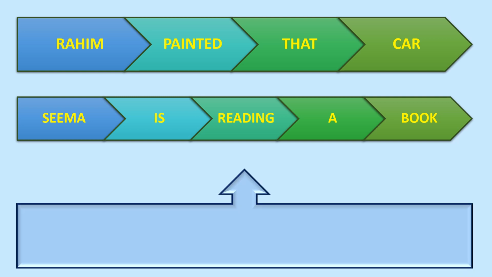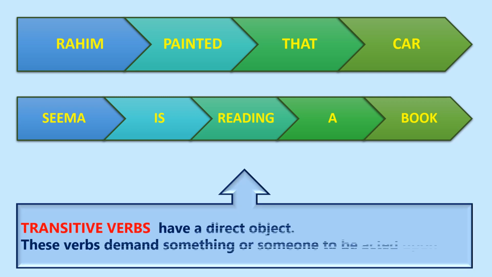Which brings us to the first type of action word, that is the transitive verb, which in a sentence has a direct object. Now these transitive verbs demand something or someone to be acted upon. In these sentences, the car and the book are acted upon. One is being painted and one is being read. So whenever in a sentence you have verbs that have a subject and a direct object, and the action is done by the subject to that object, they are called transitive verbs.